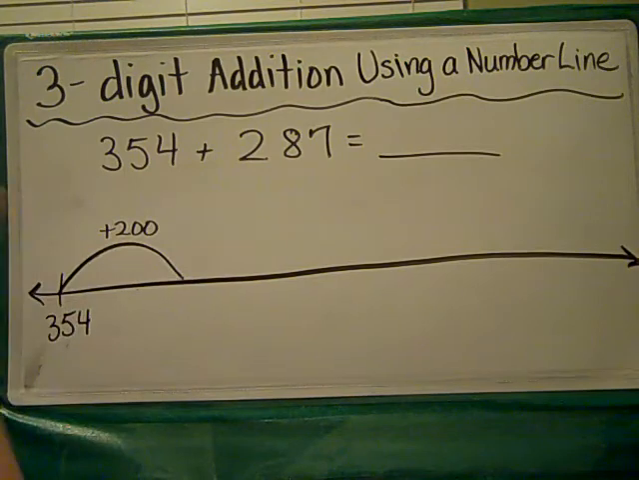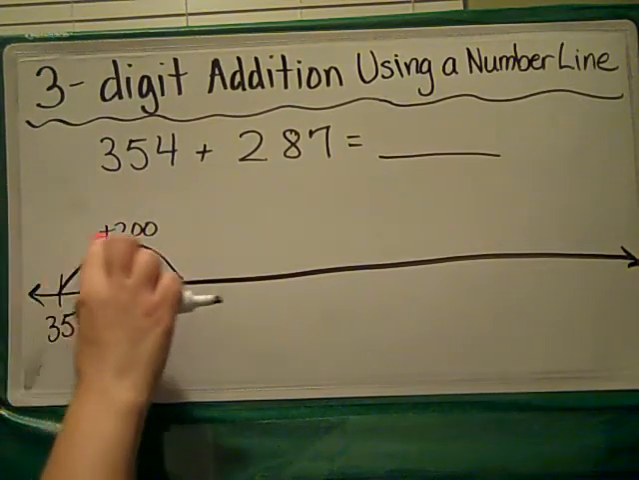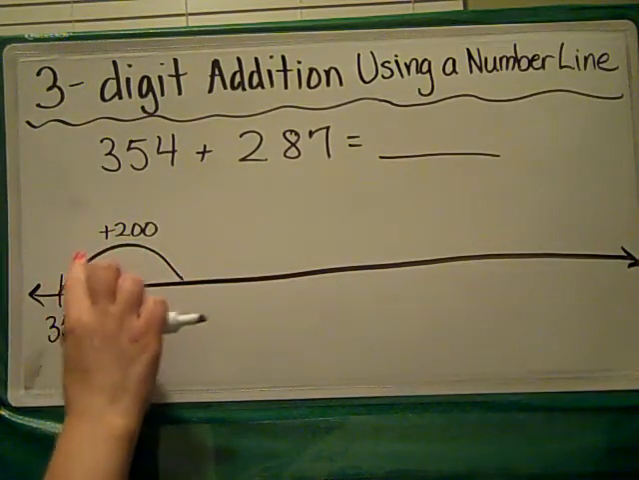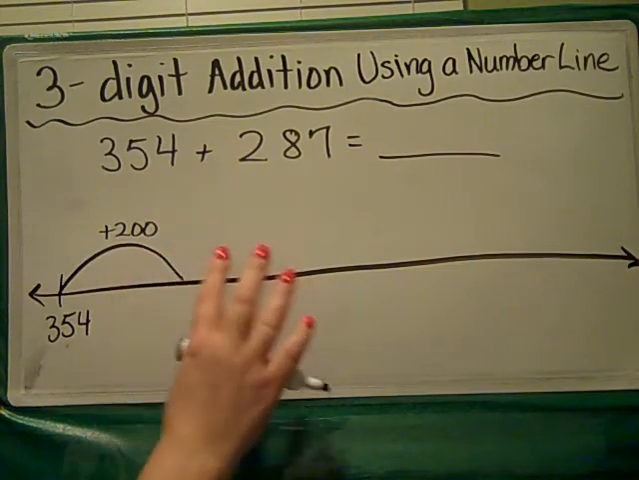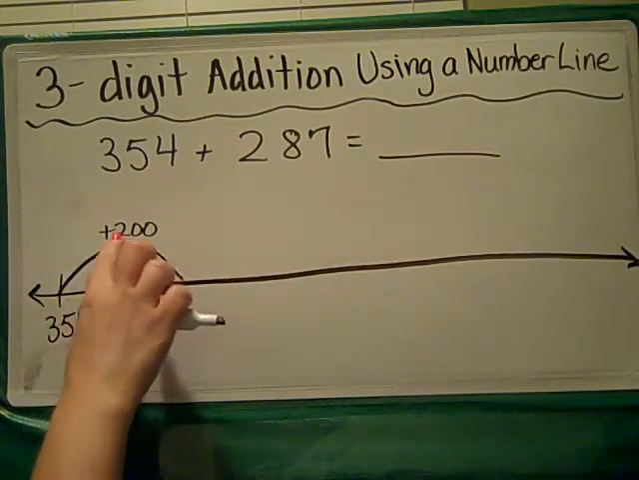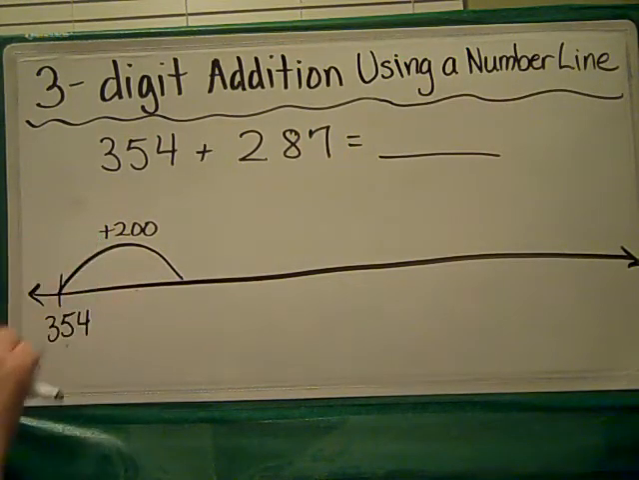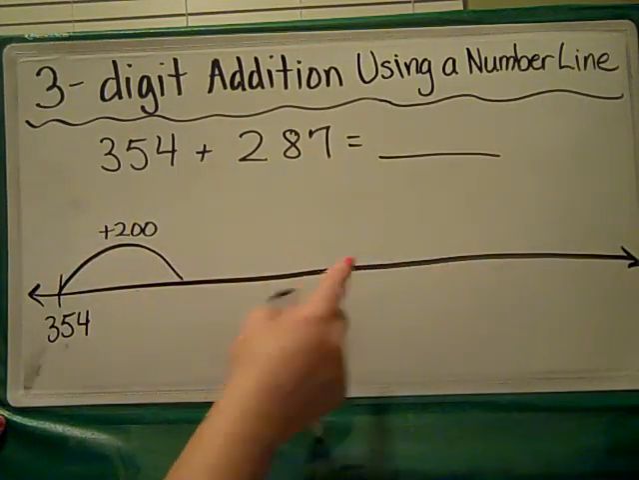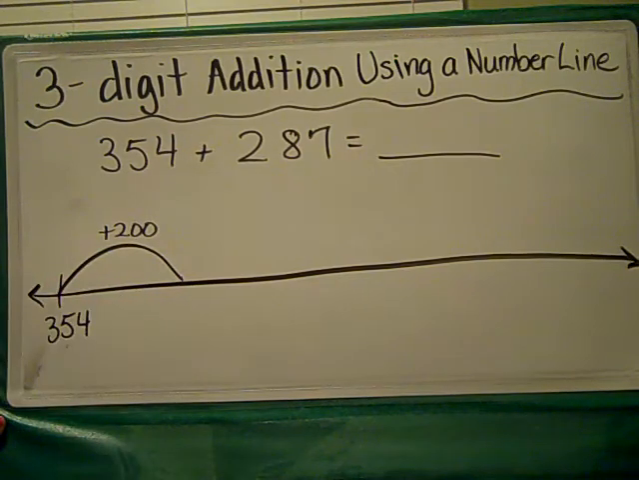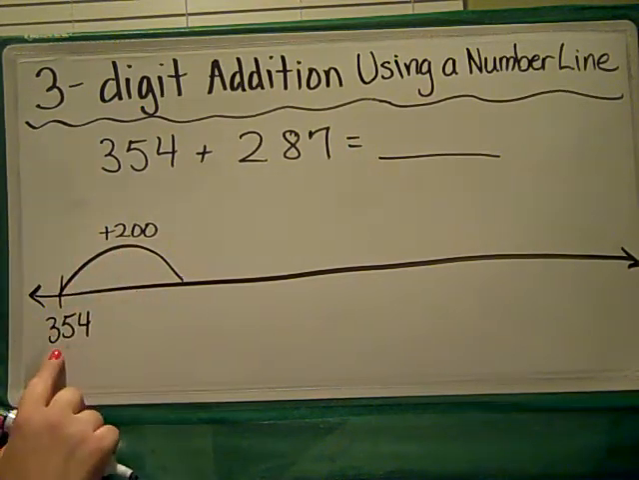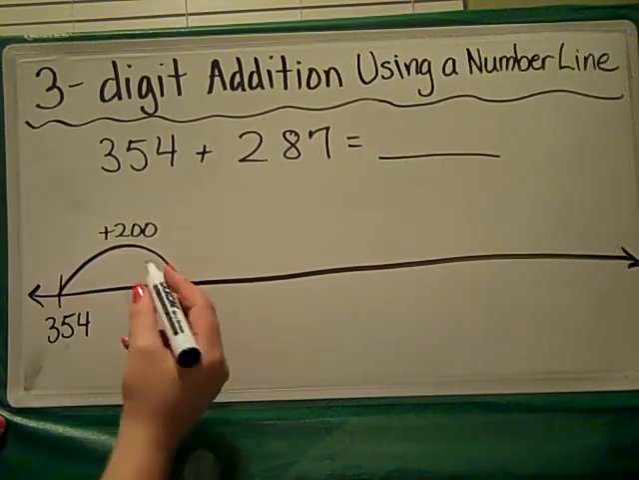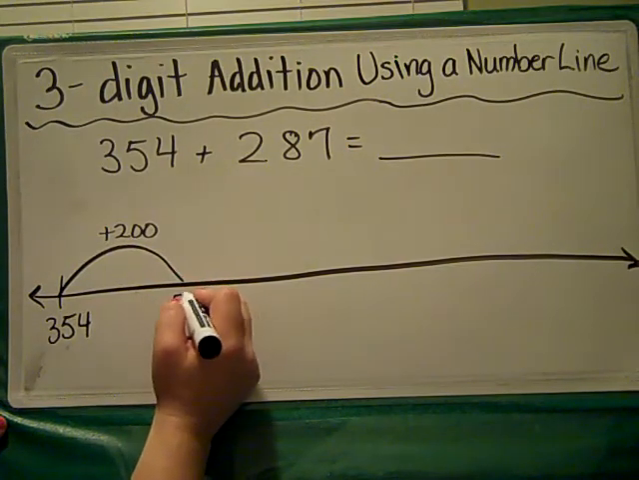It's important to label your hop so that you know how many spaces you're doing in one hop, because we're not really counting the hops. We're counting how many spaces within each hop. And I like to put a plus sign there to show that I'm moving this way. If I were subtracting, I would use a minus sign. So if I add 200 to 354, I will land on 554.